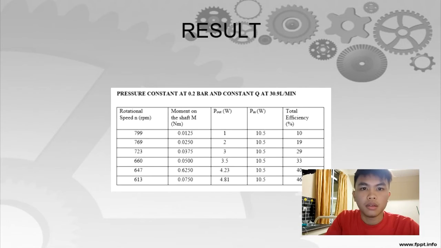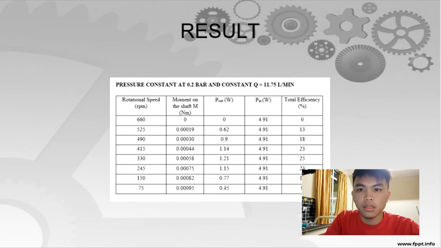This is the first result, which is the flow rate of the water is 30.9 liter per minute. And this is the second one, which is the flow rate of the water is 11.75 liter per minute.